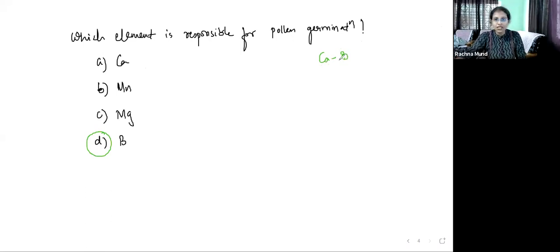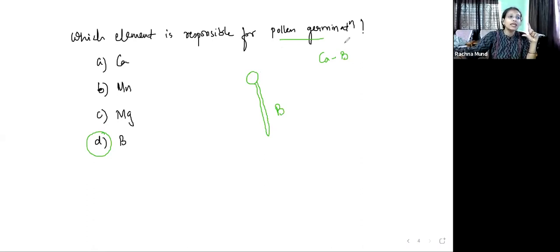Calcium is as such required for your plants. Okay, no doubt about it. But it is the boron that is responsible for pollen germination. Pollen germination simply means this is the pollen, the tube coming out of it. If the pollen is developing the tube, then we call it pollen germination. The element responsible is boron. So in your style portion, your style should be having maximum amount of boron.